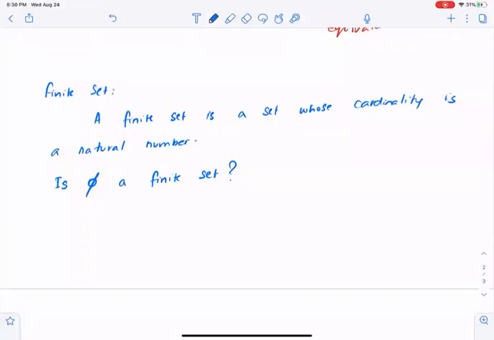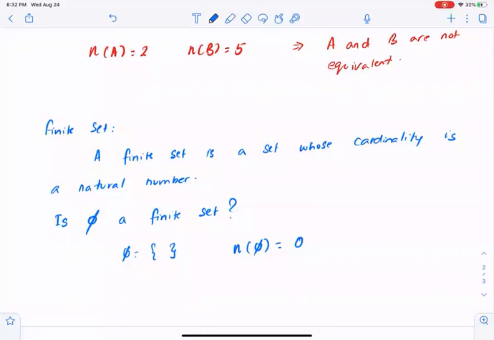Is the null set a finite set? A finite set has no elements. If it doesn't have anything, then the cardinality of that finite set is 0. Well, 0 is a valid number. It's not a natural number, but it's a valid number. So we have to realize that since 0 is not a natural number, we have to sort of insert a condition.